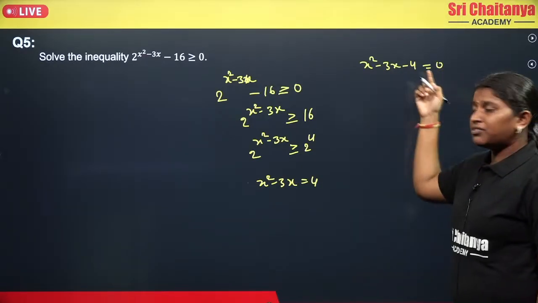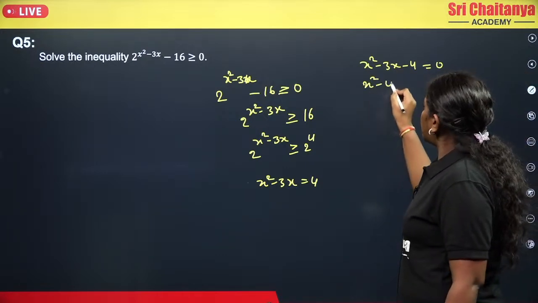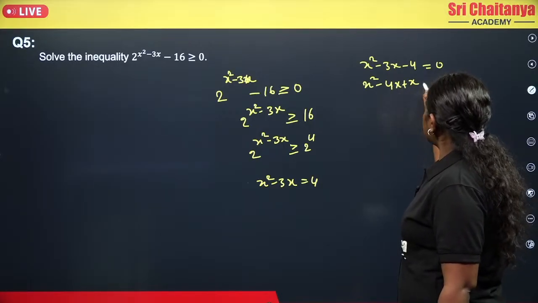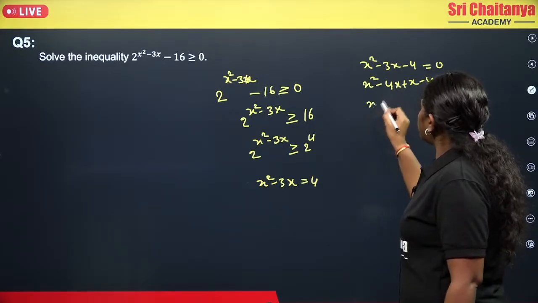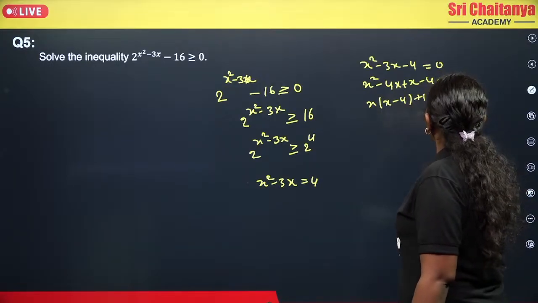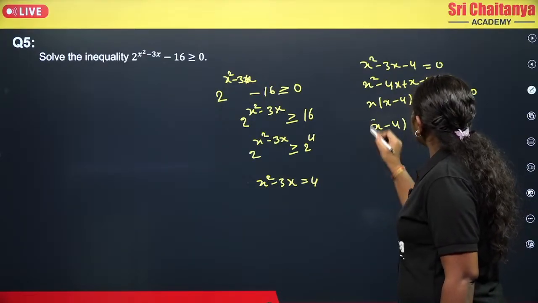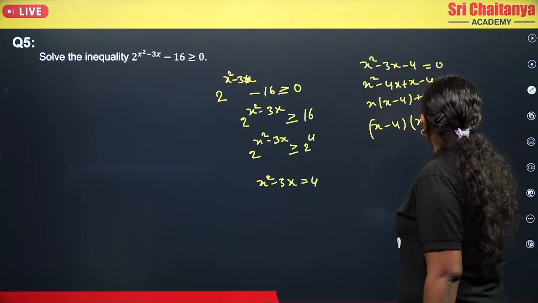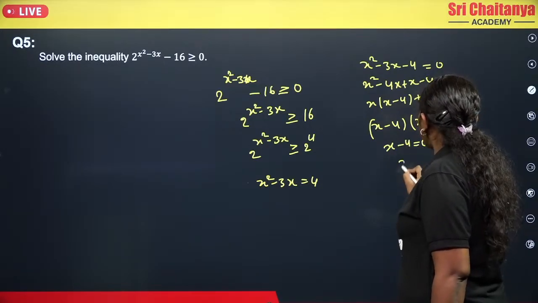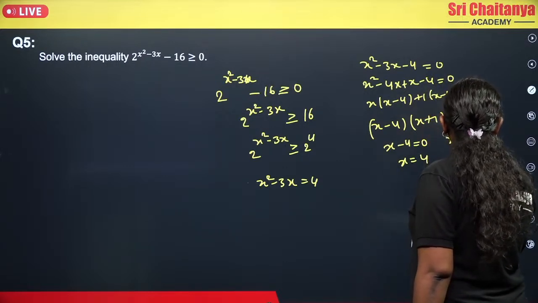Now simplify and find what your x values will be. So x square minus 4x plus x minus 4 equals to 0. From this you will get x into (x minus 4) plus 1 into (x minus 4) equals to 0. Now coming to the next, it will become (x minus 4) into (x plus 1) equals to 0. So from this you will get x minus 4 equals to 0, from where x equals to 4, and x plus 1 equals to 0, from where x equals to minus 1.